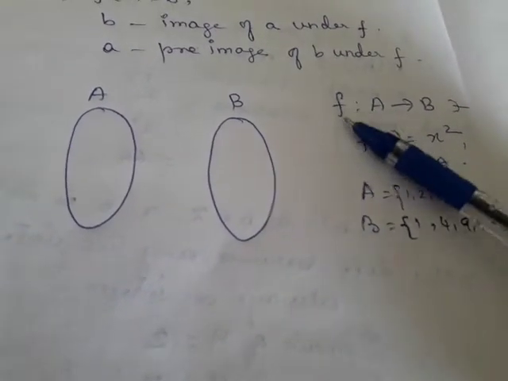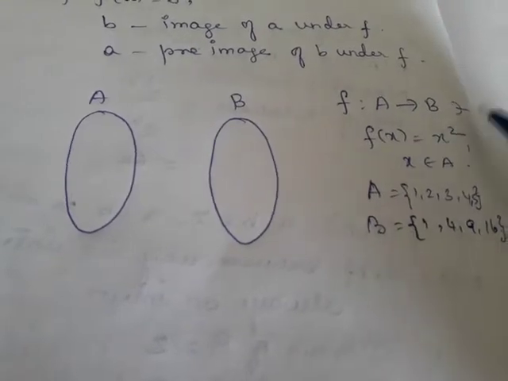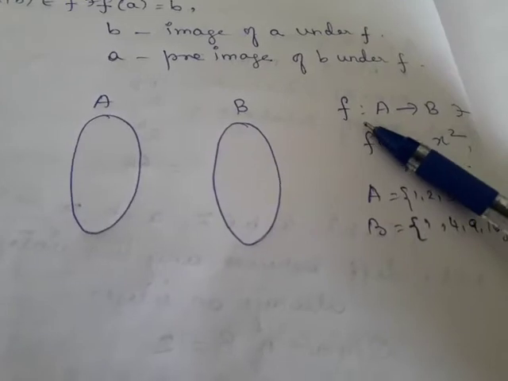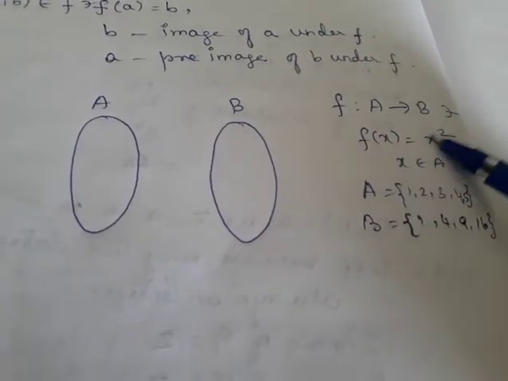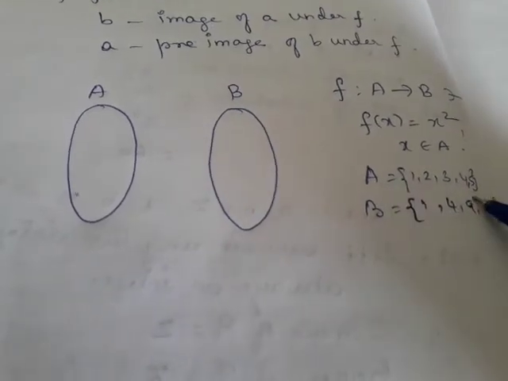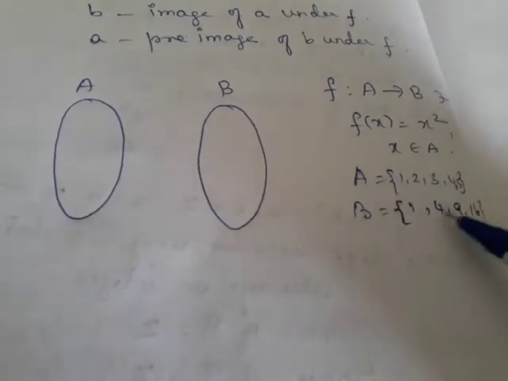Now let us examine this example. f is a function from A to B such that f(x) is defined as x squared, where x belongs to the set A. So what is the function? The square of that particular number. What are the elements in set A? 1 to 5, and B is 1, 4, 9, 16.